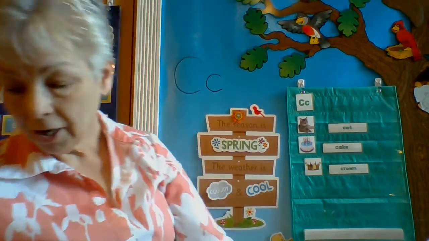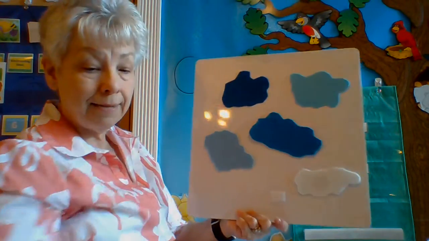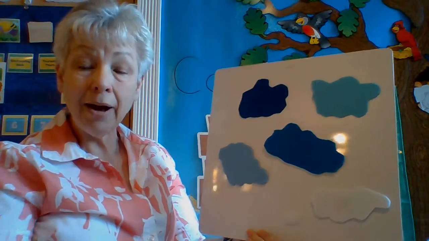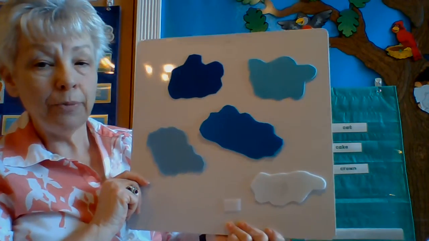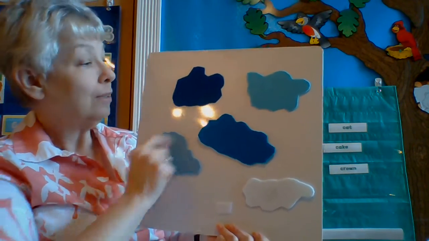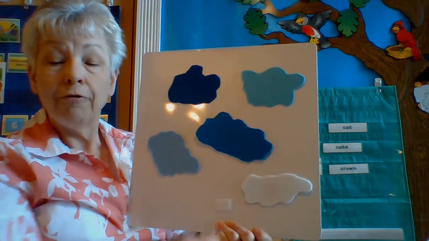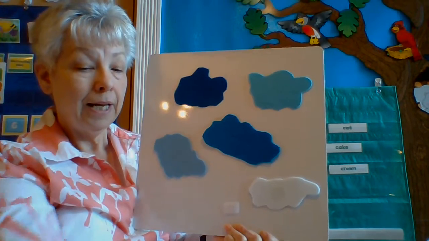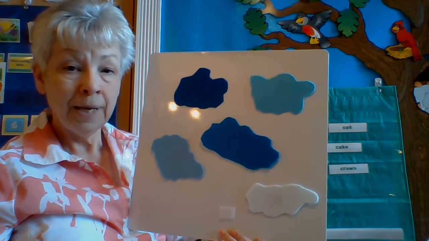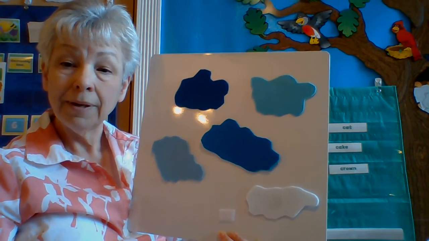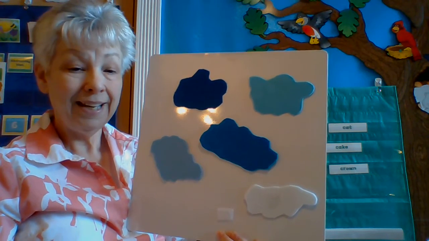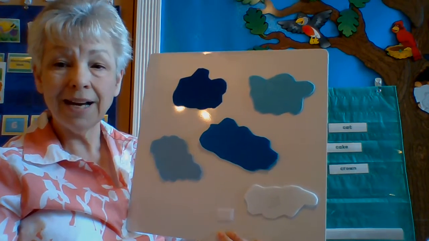All right, so I have a poem here. And you've guessed it, it's about clouds, and it's called How Many Clouds? How many do we have here? Shall we count them? So we have 1, 2, 3, 4, 5 little clouds, don't we? Are they all the same shape? No, they're different, aren't they? Just like they are in the sky sometimes.